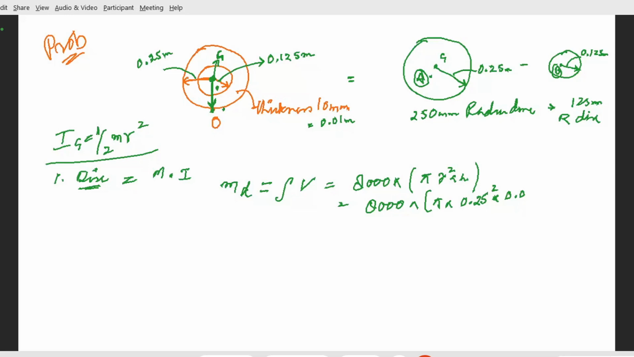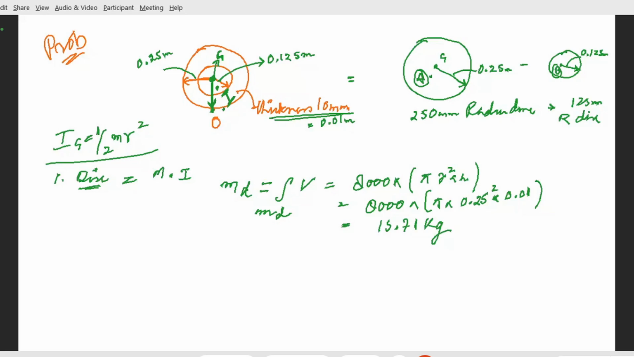Your disk has a thickness of 10 mm. Mind it, it is the thickness. I am not talking about this value, this value is a different value. The disk has a thickness of 10 mm. And here we can calculate the volume and the mass of the disk. That will be equal to 15.71 kg. This is the mass of the disk, right?